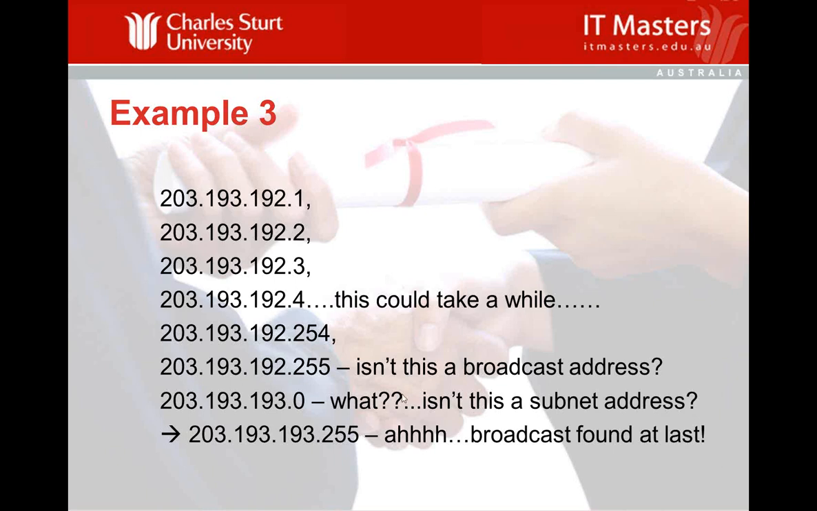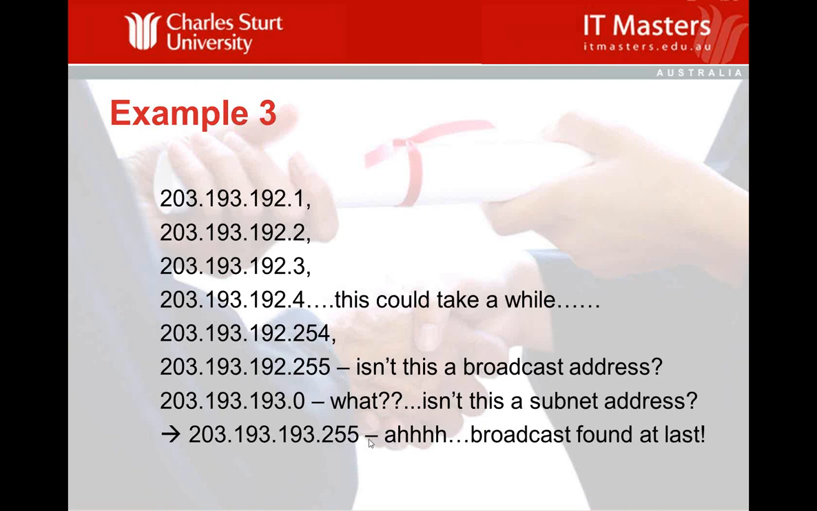Now, this brings up an interesting question which someone alluded to earlier. Is it 203.193.0? Isn't this a subnet address? It is, but only if you've got a slash 24. If you have a slash 23 network subnet mask, then .0 actually becomes a usable host address. Now you have to be careful with Cisco routers because you need to put in the command ip subnet-zero before it'll recognize that as an address on the actual router itself. But that is a valid host address with this subnet mask.